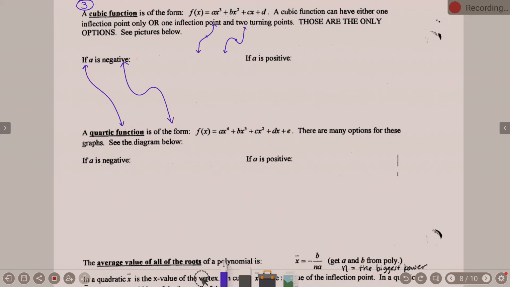If a is positive, well, those would be the ones I just drew. I just don't like how I started to draw; I'm putting an extra curve in there. So if a is positive, it starts down and ends up.